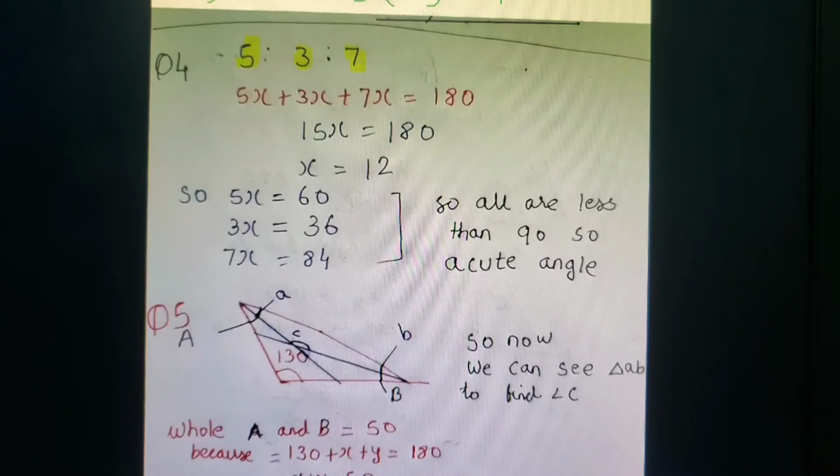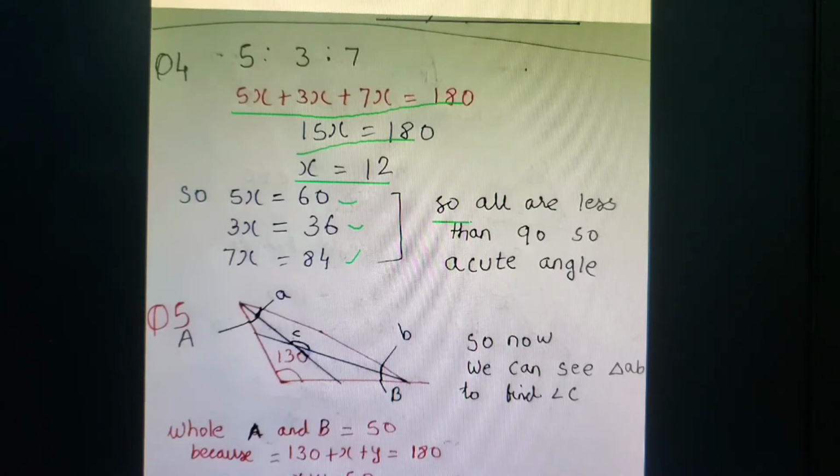Now we have to consider gem. So we have to remove the same one. So x is the same in all, so we can delete it. So 5 gem, 3 gem, 7 gem can be written like this. Note that the sum of the angles of a triangle is 180 degrees. So 15x is equal to 180, x is equal to 12. So now we have to find all the angles, 5x, 3x, 7x.